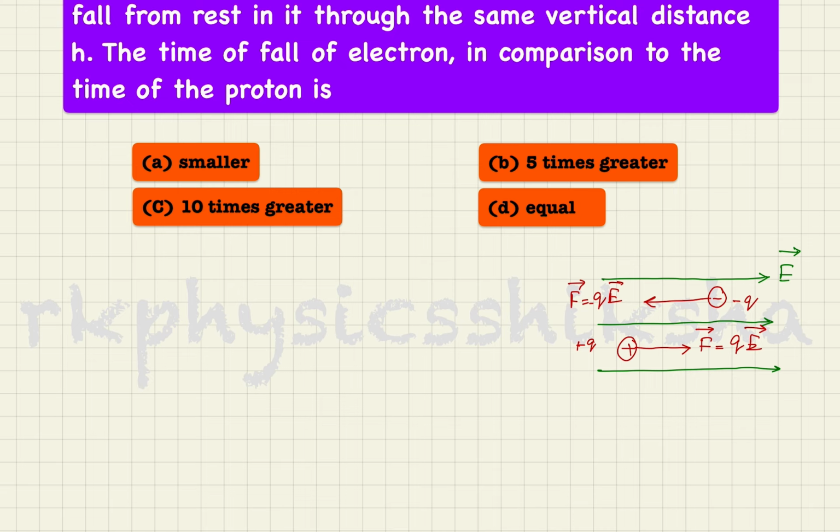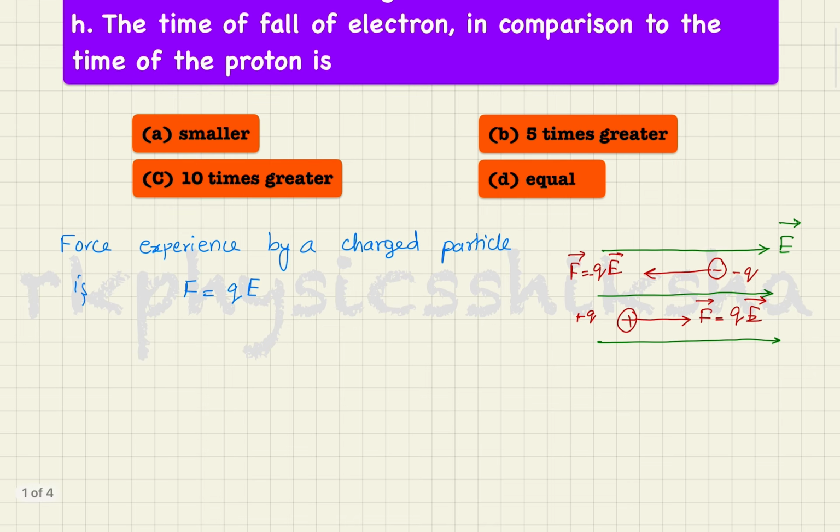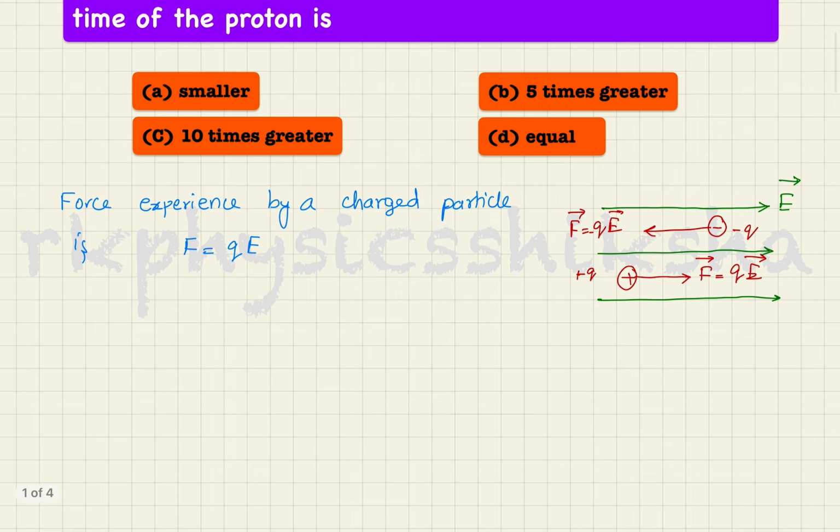Here they have given two charges, one is an electron, the other is a proton. Generally we clearly know the force experienced by a charged particle. The force experienced by a charged particle is F equal to Q into E. This is the force experienced by a charged particle which is put in an external electric field of intensity of magnitude capital E.